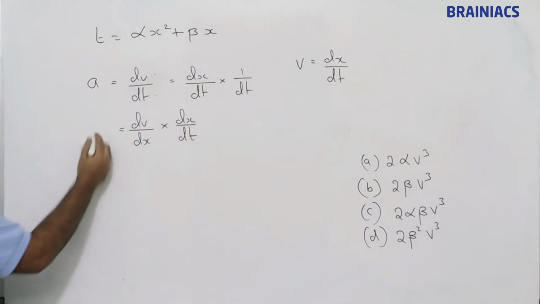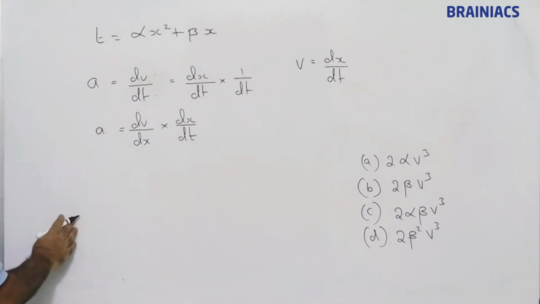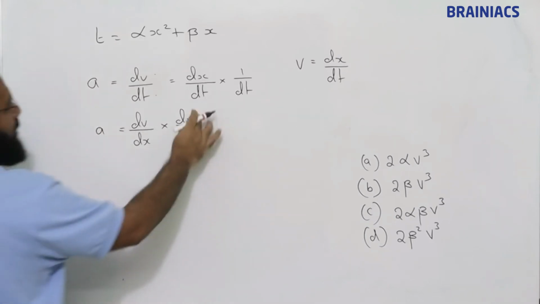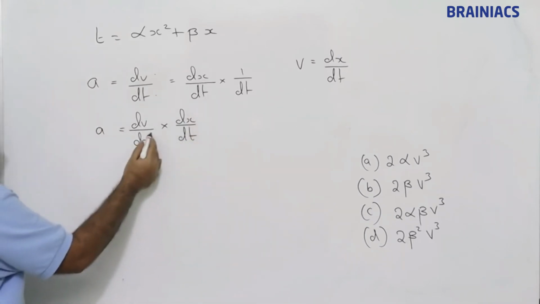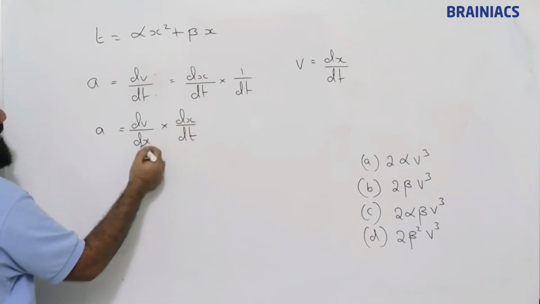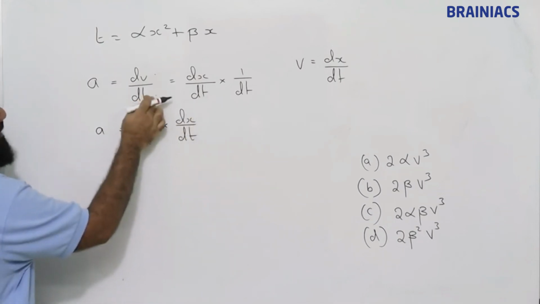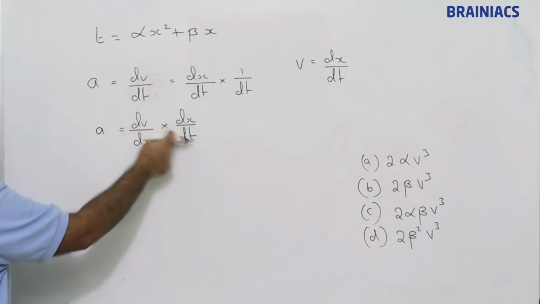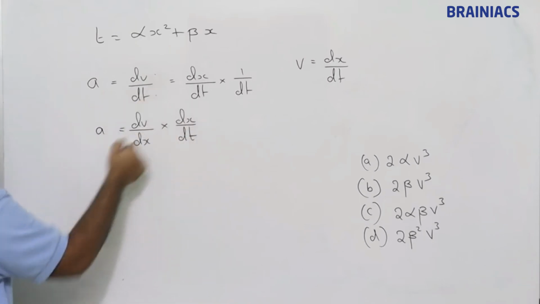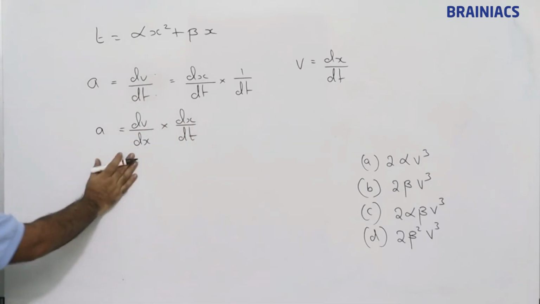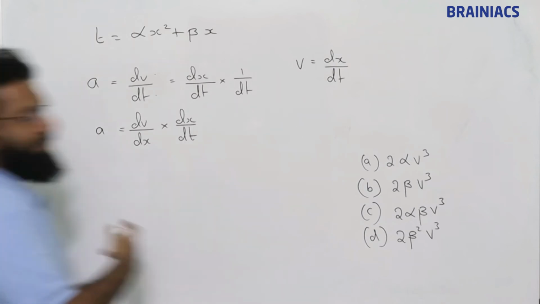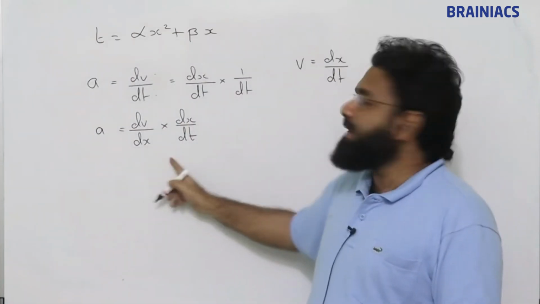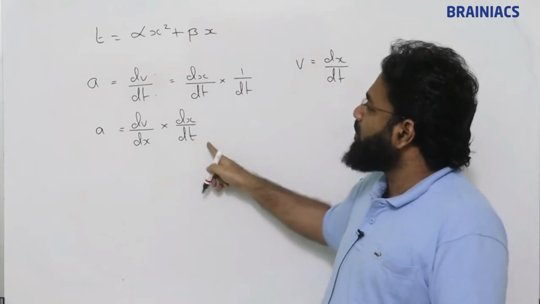So other than that, acceleration also can be written like dv by dx into dx by dt. If we cancel dx and dx, this will become this term. Correct or what? This will become what? Same as this, if I cancel dx and dx. Agreed this? Did you understand? Acceleration is equal to dv by dx into dx by dt. I can write in this way also.